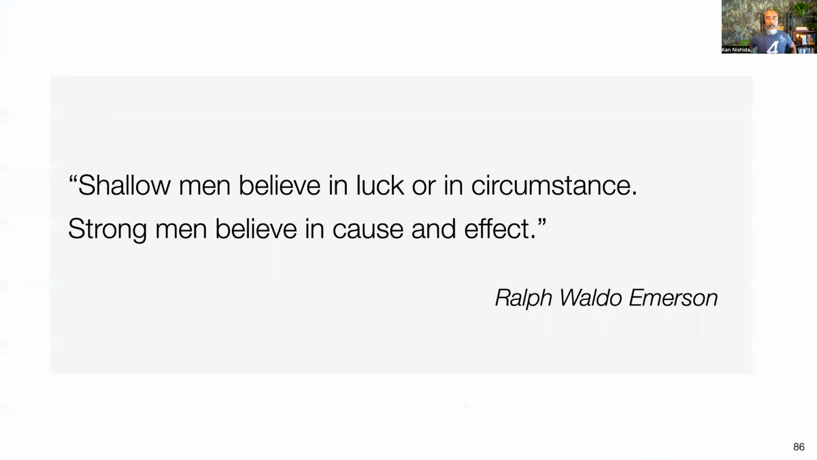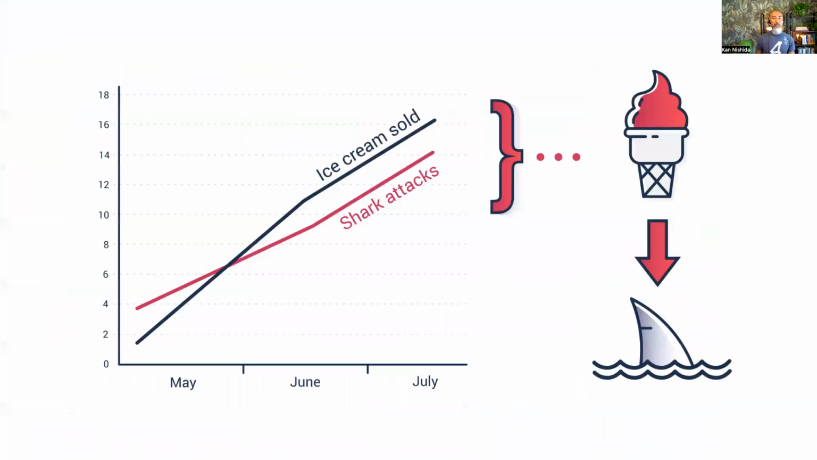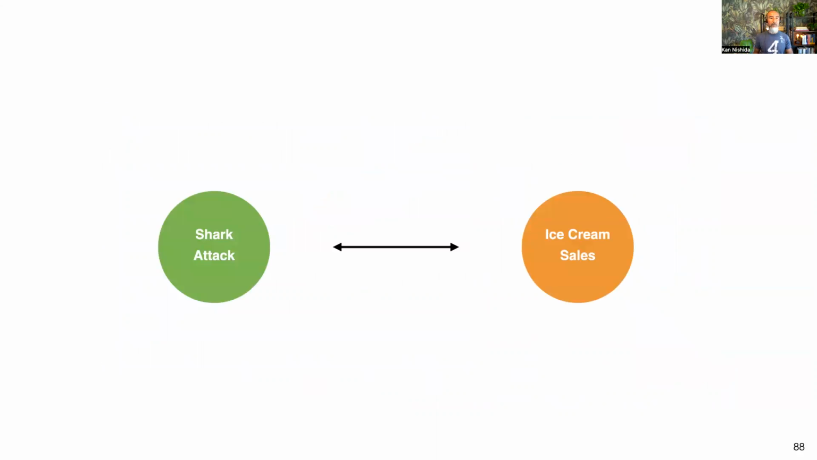So this is Ralph Waldo Emerson's comment. He's an American author. "Shallow men believe in luck or in circumstance, but strong men believe in cause and effect." So when you look at something like ice cream and shark attacks, and somebody's counting those numbers, and from May to July both of them are going up, right? Then you might think, oh, it seems like if you sell more ice cream, more people get shark attacks, or maybe if more people get shark attacks, we can expect ice cream sales to go up. Of course, probably you don't, but when you see the chart like that, you think, oh, there's a correlation. That means one increase causes the other one to increase.